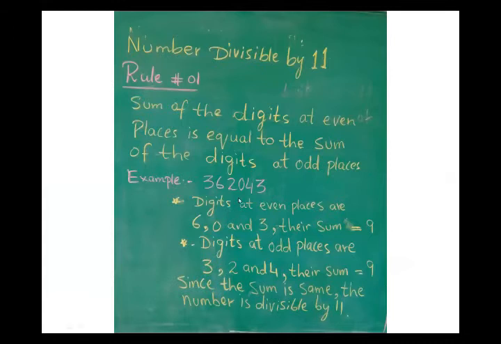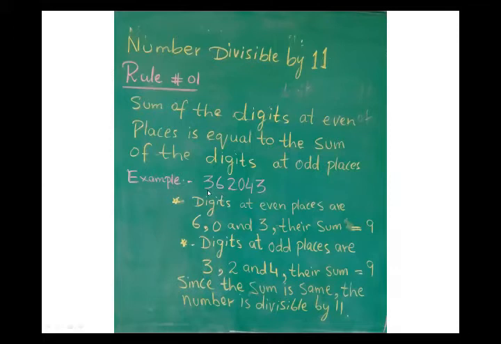Divisibility rule 1: the sum of the digits at even places is equal to the sum of the digits at odd places. Let's pick a random question, 362043. We first pick only the even places digits from this number.